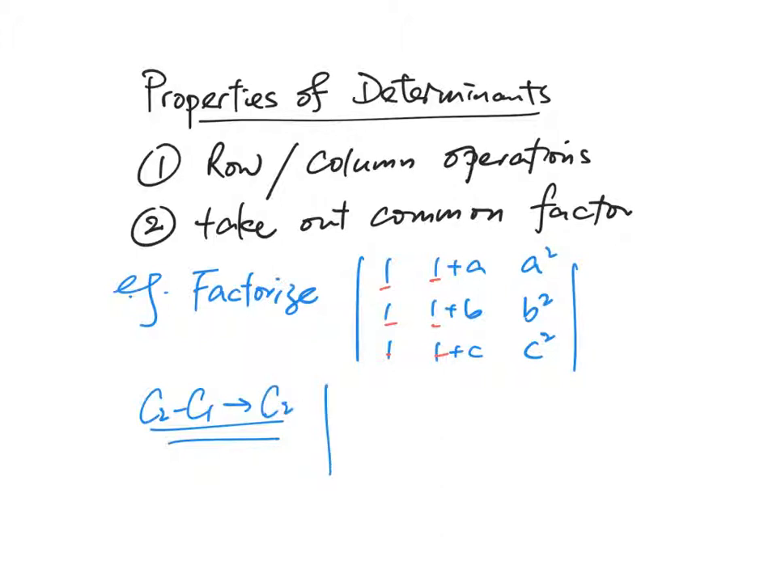So what does that mean? That means column 1 unchanged, column 3 unchanged, and then column 2 you need to minus column 1. So that means 1 plus a minus 1 gives you a, 1 plus b minus 1 gives you b, 1 plus c minus 1 gives you c. And so we finish the first part of column operation.